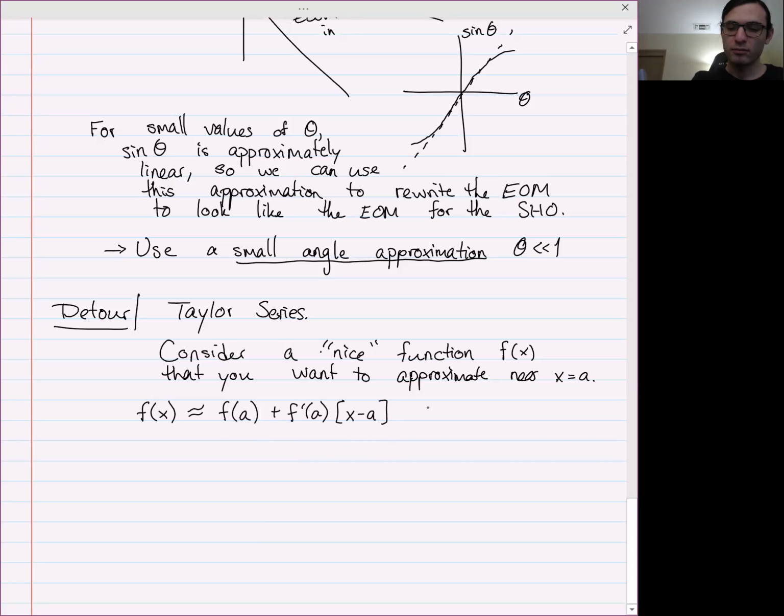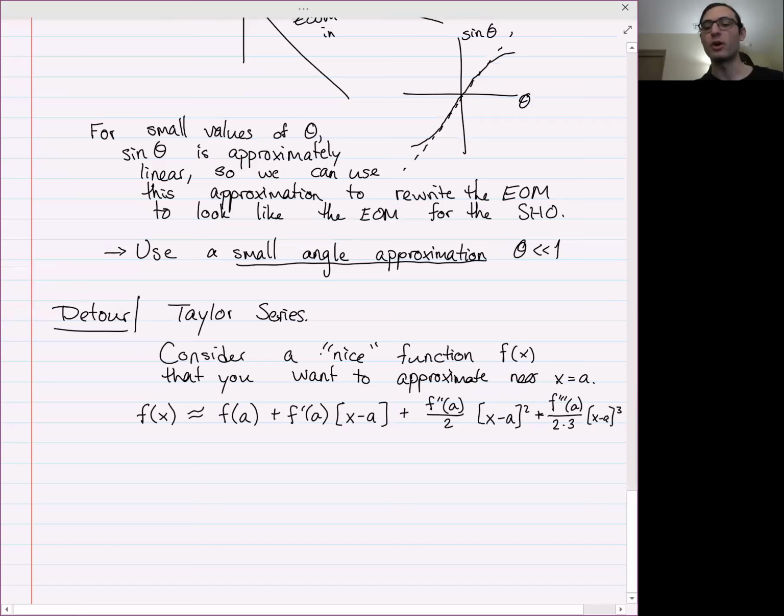Then you add to it f double prime evaluated at a divided by 2 times x minus a squared. Then you add to it f triple prime evaluated at a divided by 2 times 3 times x minus a cubed, and so on. I'm going to do plus ... But you keep going. And so the point is as you keep going, your approximation gets better and better.